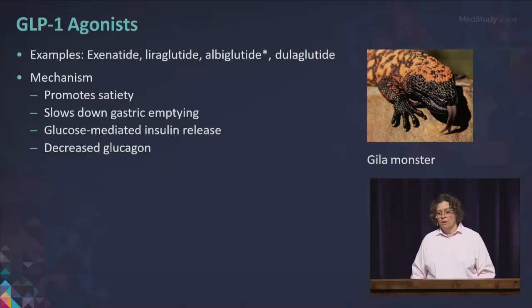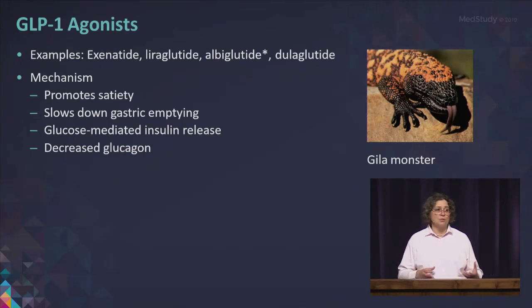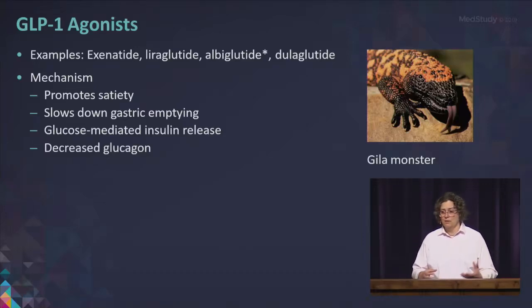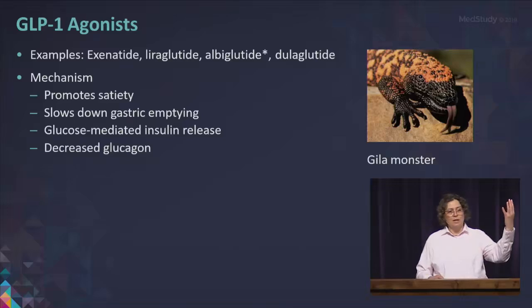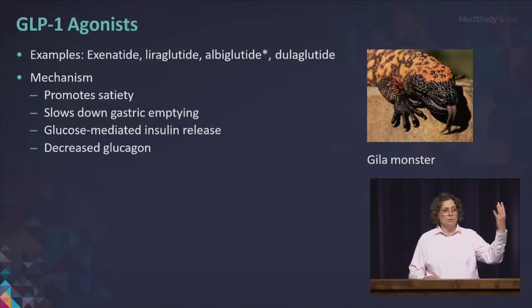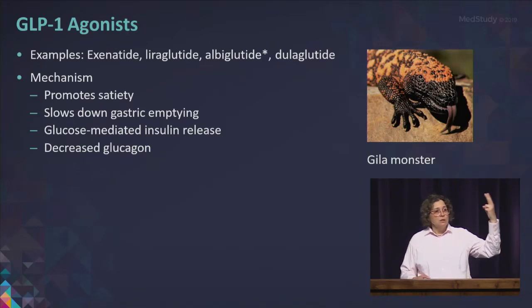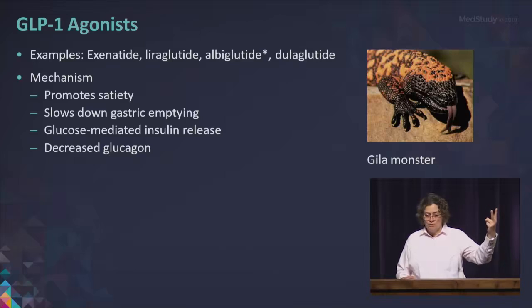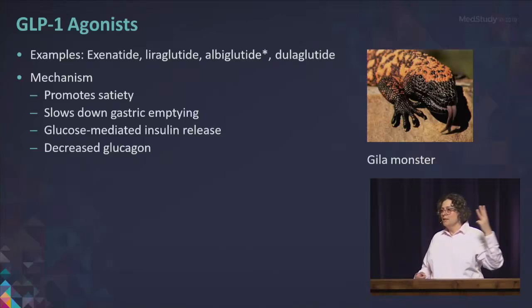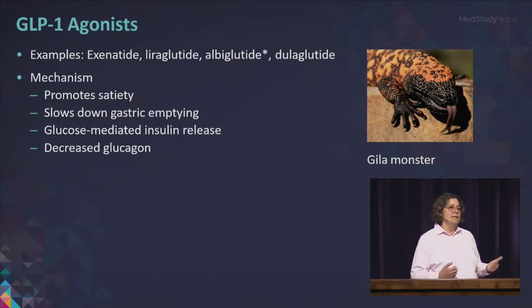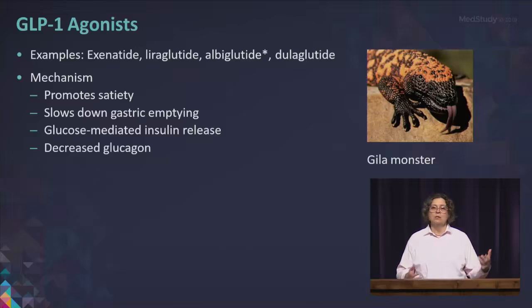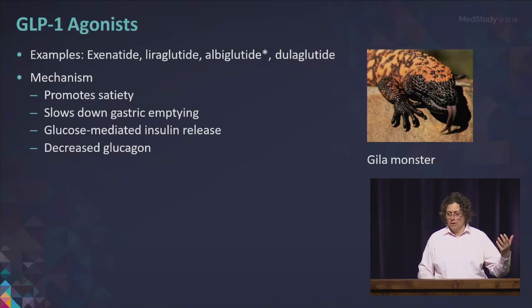Then we have our GLP-1 agonists. So we talked about that we have gut hormones. So GLP-1 is actually one of our gut hormones, and we can actually give people more of this gut hormone. It was isolated from the spit of a Gila monster. And how it works is 4 different ways, just like we talked about what the gut hormones naturally do. Promotes satiety, so we eat less. Slows down gastric emptying, so we feel full with less food. It causes glucose-mediated insulin release, meaning you can take your shot, eat nothing, and you won't have a low sugar. It's only going to allow insulin to be made in response to food and decreases our own endogenous glucagon.